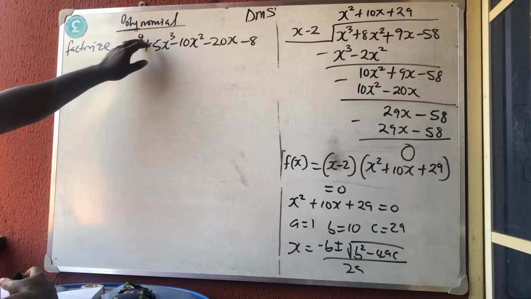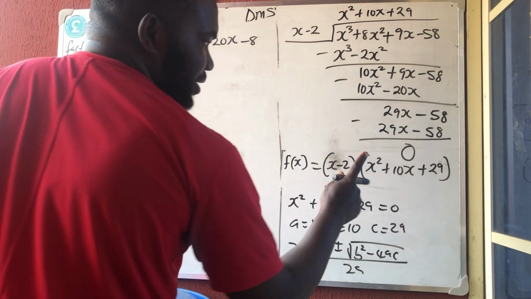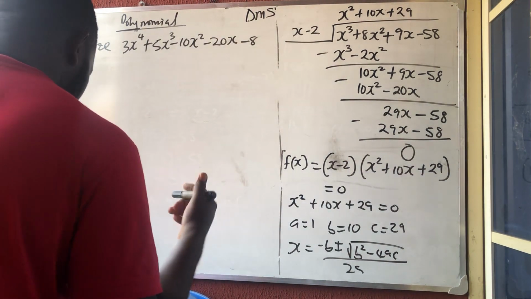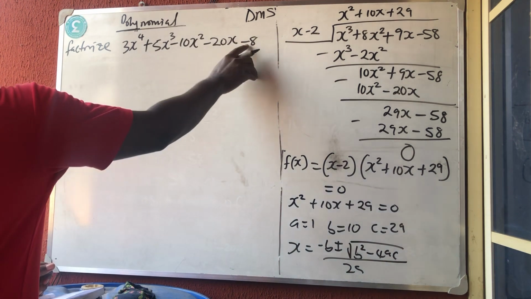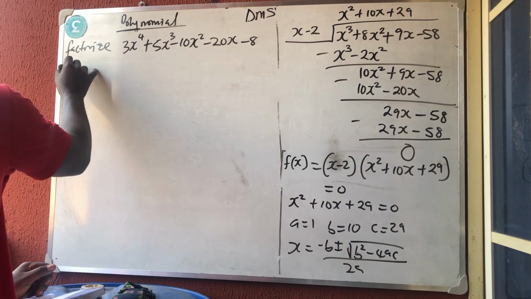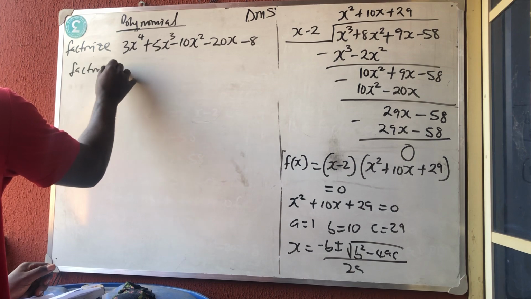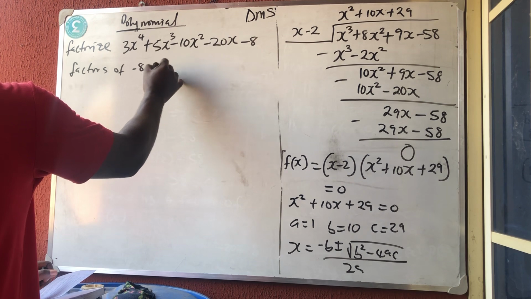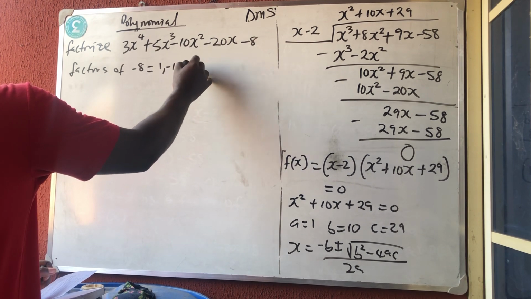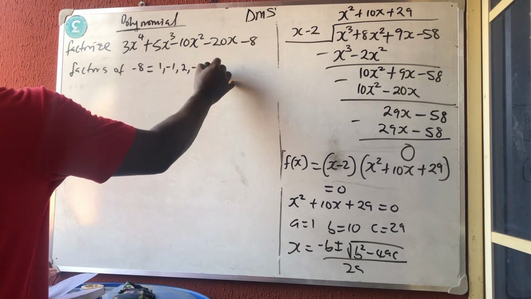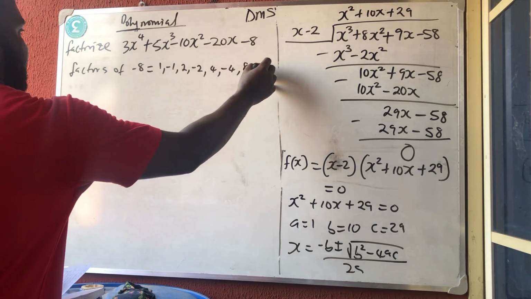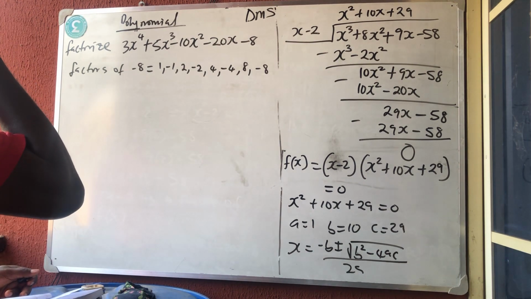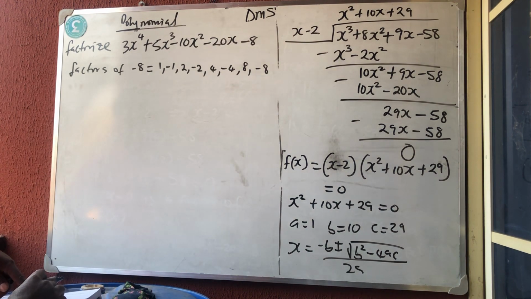Remember that this is raised to power 4, and the normal one we know by the factorization method is raised to power 2. So the remaining factors will be gotten by trial and error method. The next thing we are going to do is list all the factors of minus 8. Everything that can divide minus 8: 1, minus 1, 2, minus 2, 4, minus 4, 8, and minus 8.